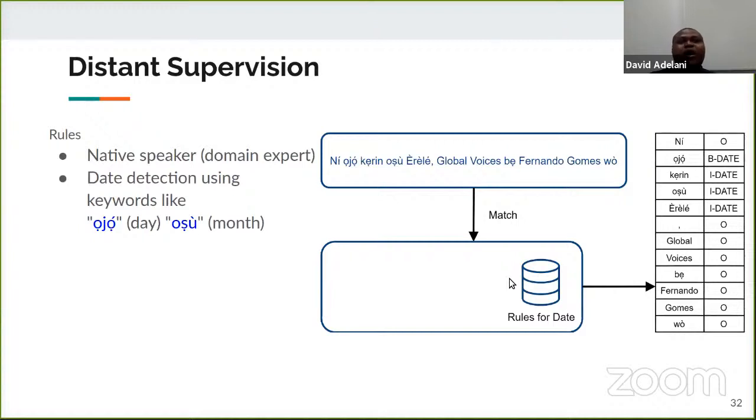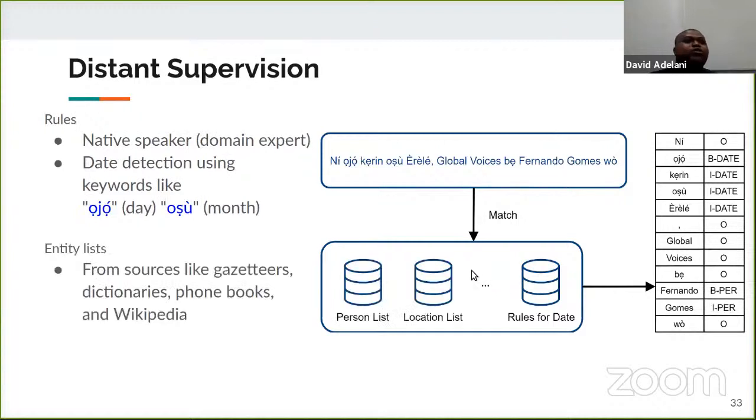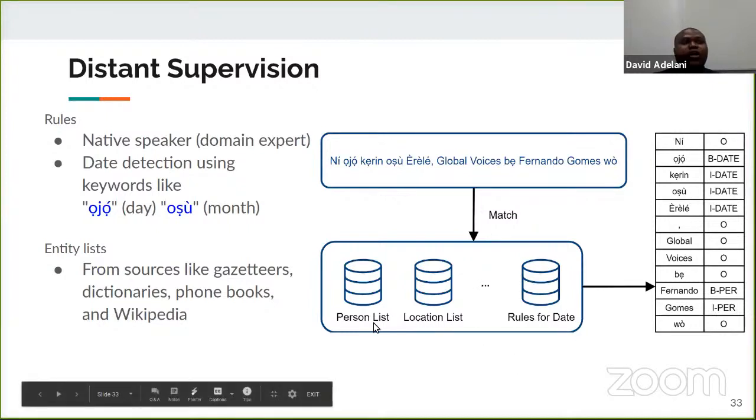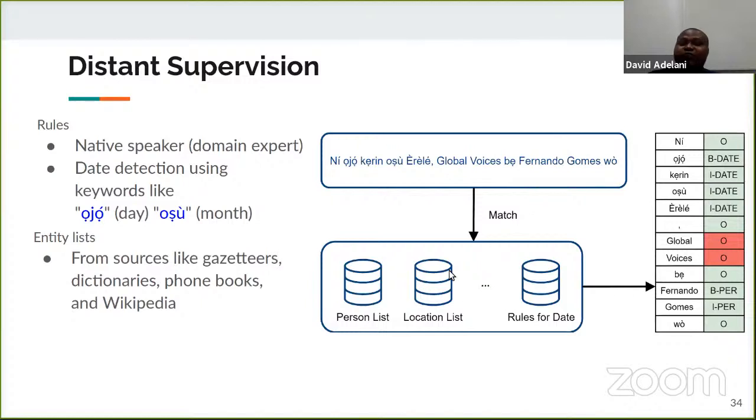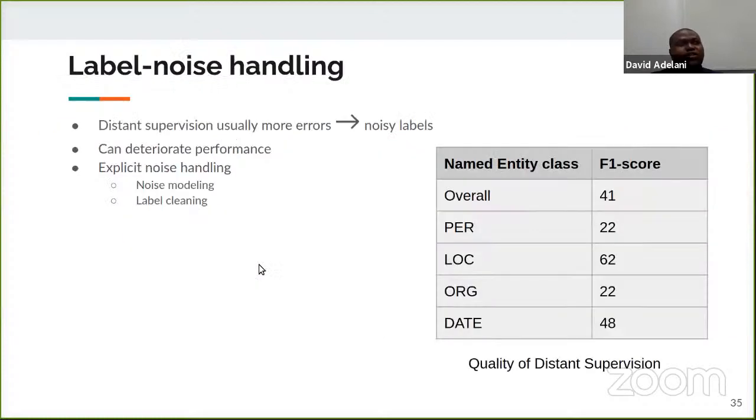But apart from the date, we can also use entry lists like from Wikipedia or Gazette or phone books to label personal names and locations. But unfortunately, it's not every time that we can find the entries. Maybe we are not able to find Global Voices because Wikipedia did not list it and it's not in other entry books. So what can we do to address this?